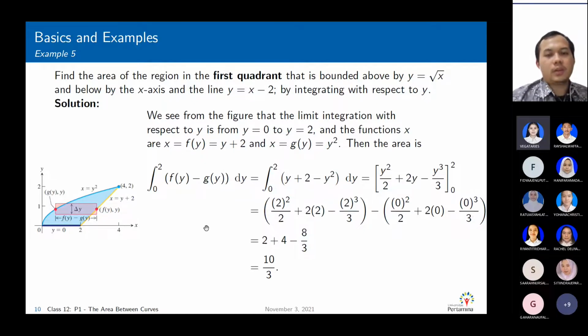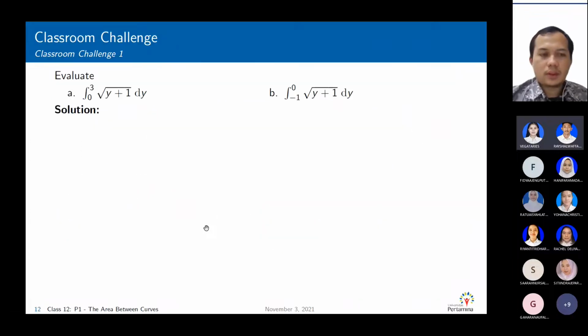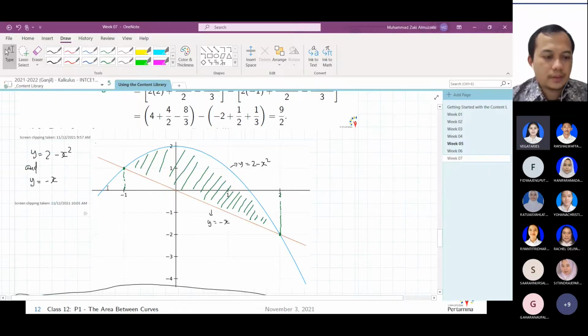So for this example, any question? I think no, sir. It's clear. Now, we want to do this. Evaluate the first one.